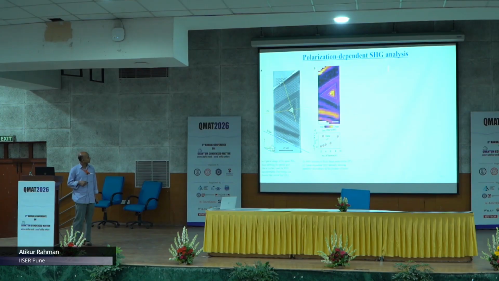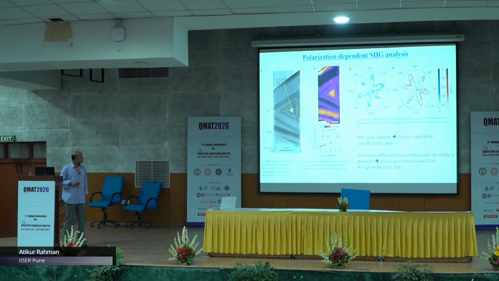Then we did a polarization-dependent SHG analysis on a device. This is basically the sample where these two regions are the electrical leads, and we did the polarization-dependent SHG measurement on the entire sample. These are basically the grids, and at each point we did the polarization-dependent measurement. Here also we saw that with the increasing number of layers, it changes quadratically.